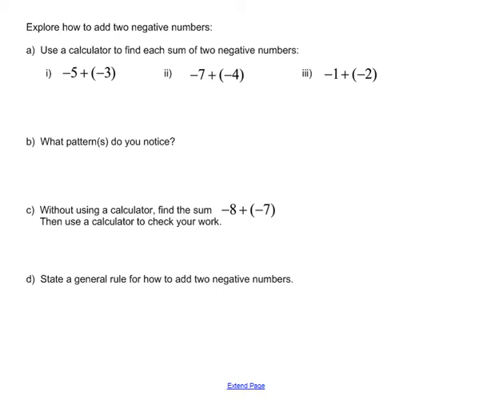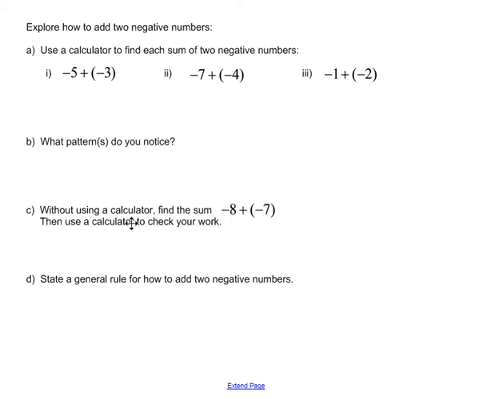Explore how to add two negative numbers. So let's see what this is going to ask us to do. Use a calculator to find each sum of two negative numbers. So we're given three different problems. And then once we do that, we're going to be asked to find patterns. So as we do these, let's be thinking about the patterns that we notice.